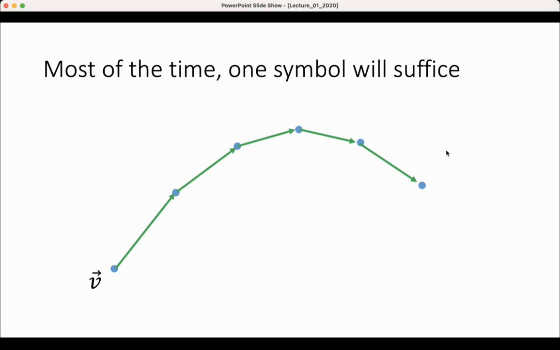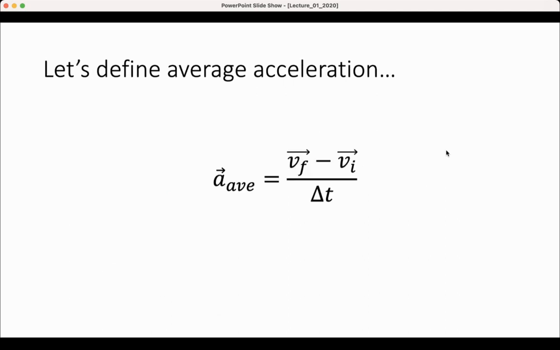All right. So now we've been able to represent average velocity on our motion diagram, and we really only have one kinematic quantity left to talk about and to include on our motion diagram. That quantity is the average acceleration, and we define the average acceleration to be a final velocity minus an initial velocity divided by delta t.